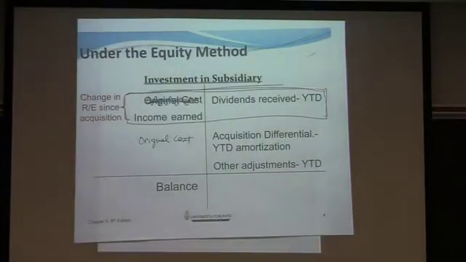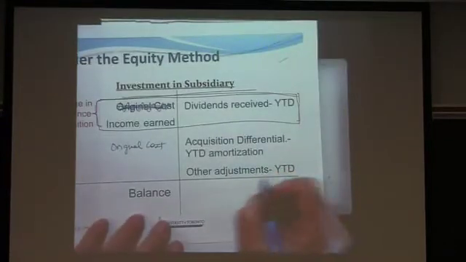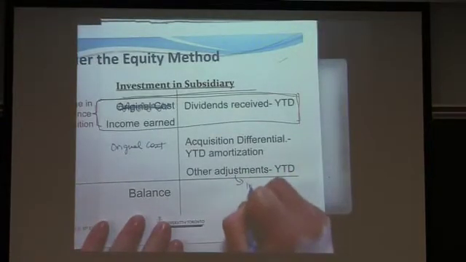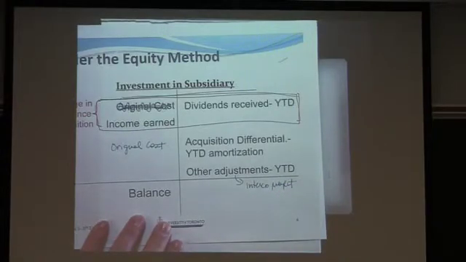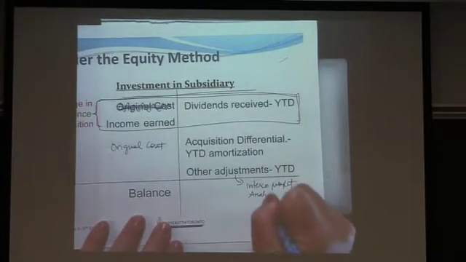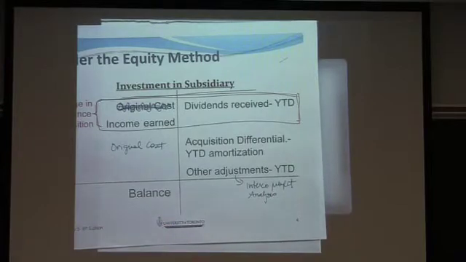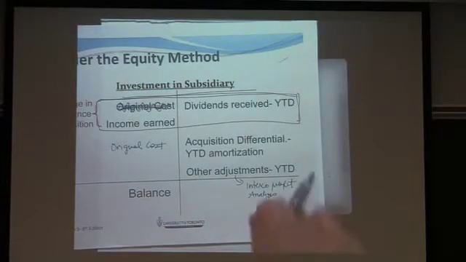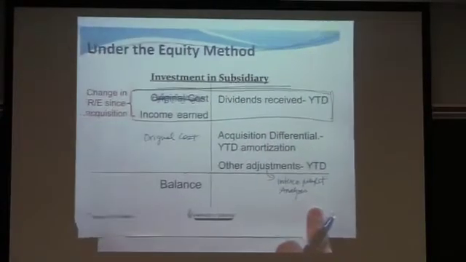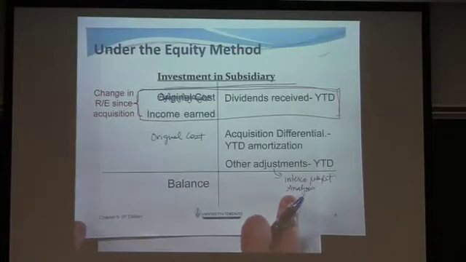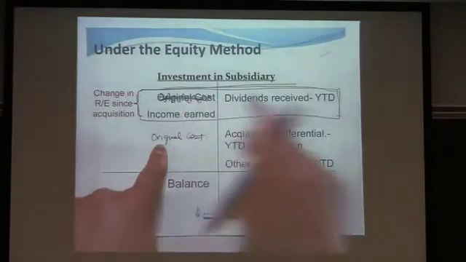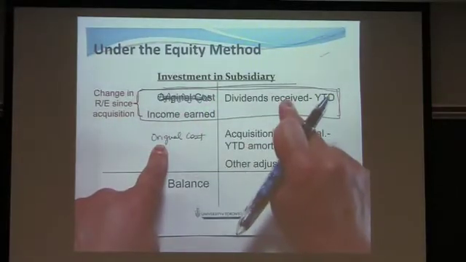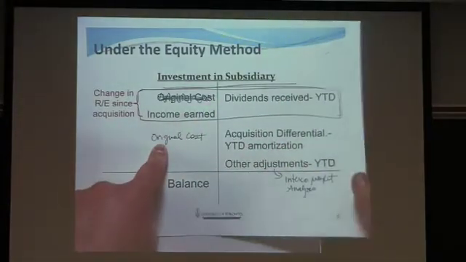Then this other adjustment is referring to your intercompany profit analysis, which we haven't done yet in this question, okay? So that's what's going to happen under the equity method of investment. You notice at cost, it's only this, because we don't adjust for any of these at all unless there's an impairment test. So it's going to be the original cost.